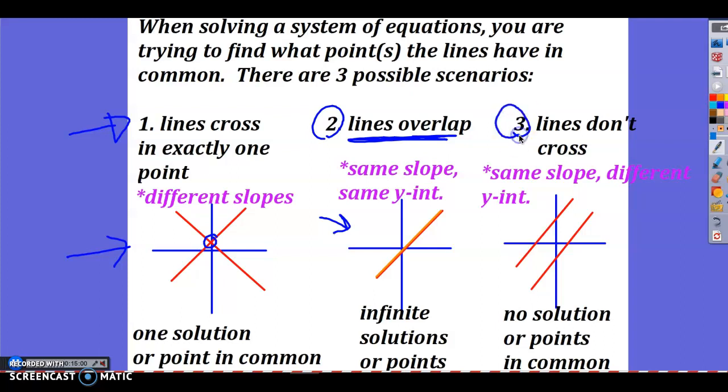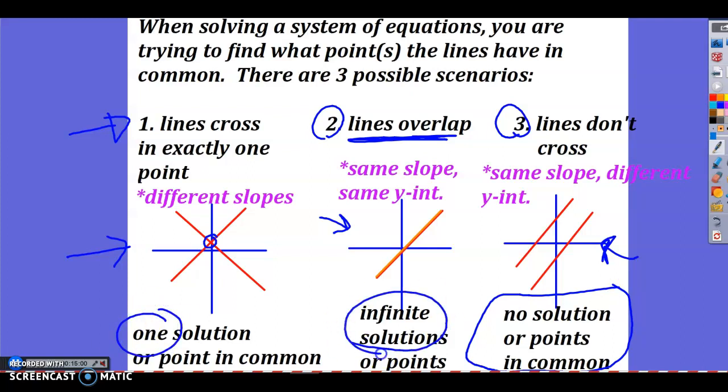And the third thing that could happen is the lines couldn't cross at all. In this picture, I have two parallel lines, they'll never touch. So either the lines are going to cross in one point, or they're going to overlap and have an infinite number of points in common, or they're parallel and don't cross at all, and they will have no points in common. So our solutions could be one solution, infinite solutions, or no solution, depending on the scenario.